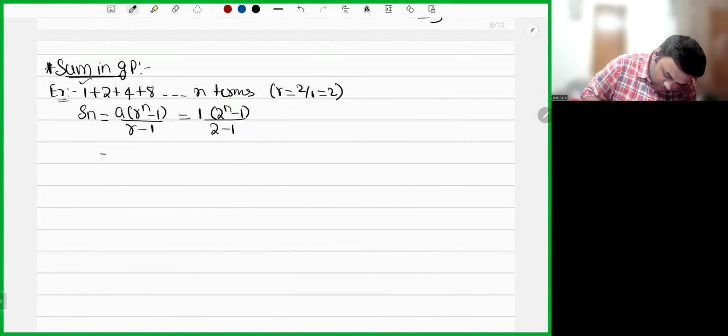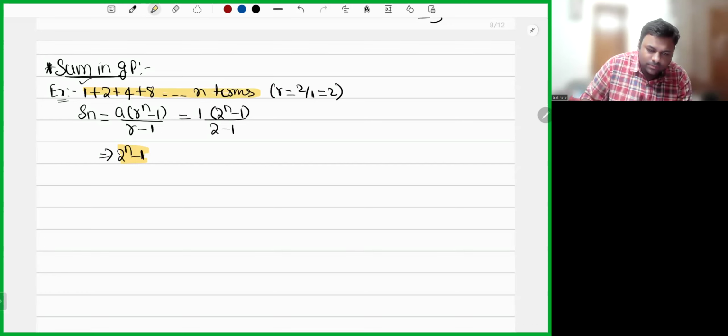So 2 power n minus 1. What is 2 minus 1? 1. So 1 plus 2 plus 4 plus 8, so on till n terms, will be 2 power n minus 1. Okay. One more example.